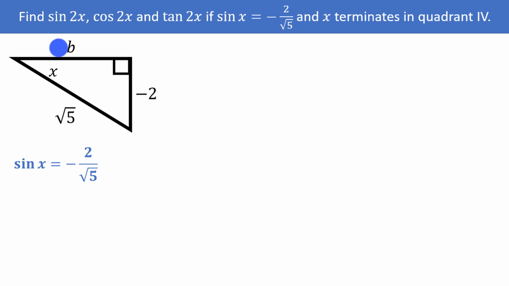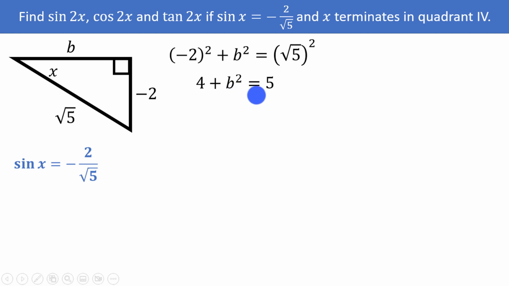We need to find tangent and cosine, and tangent is opposite over adjacent, and cosine is adjacent over hypotenuse, so both of those will use b. Let's use the Pythagorean theorem. We have negative 2 squared plus b squared is equal to the hypotenuse squared, or square root of 5 squared. Simplifying, we have 4 plus b squared is equal to 5. Subtracting 4 from both sides, we get that b squared is equal to 1. If we take the square root of both sides, we get that b is equal to plus or minus 1.